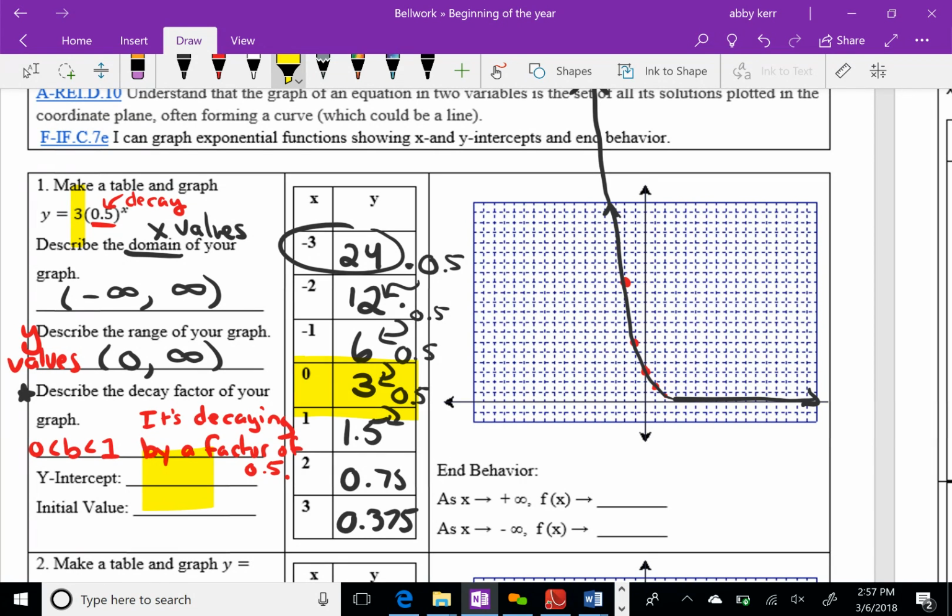It can be on the table, (0, whatever), and it's also on your graph. So since it's an ordered pair, it's (0, 3). Initial value, same thing as y-intercept. Those are going to be the same value.